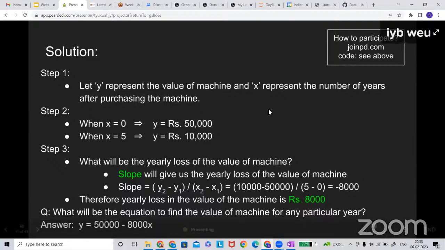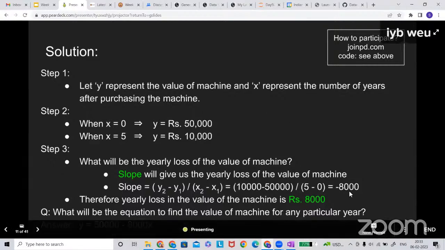So you already have the slope, which is minus 8,000, and you have this point, so use the one-point formula. You have the point (0, 50,000); this is one point you can think of, and using the one-point formula you can put it in and get the equation: y equals minus 8,000x plus 50,000.